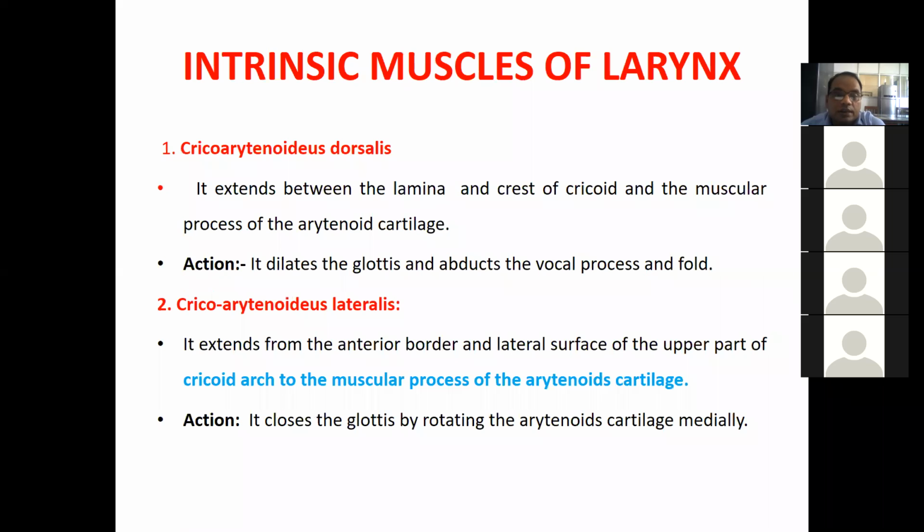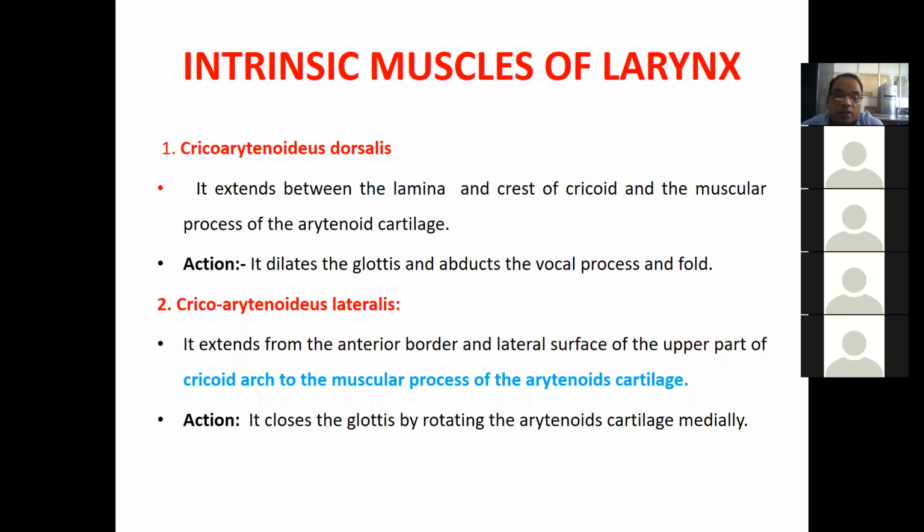These are some intrinsic muscles of the larynx: the cricoarytenoideus dorsalis muscle, cricoarytenoideus lateralis muscle, arytenoideus transversus muscle, cricothyroideus muscle, thyroarytenoideus muscle. These are the intrinsic muscles situated surrounding the larynx. Now first is the cricoarytenoideus muscle.